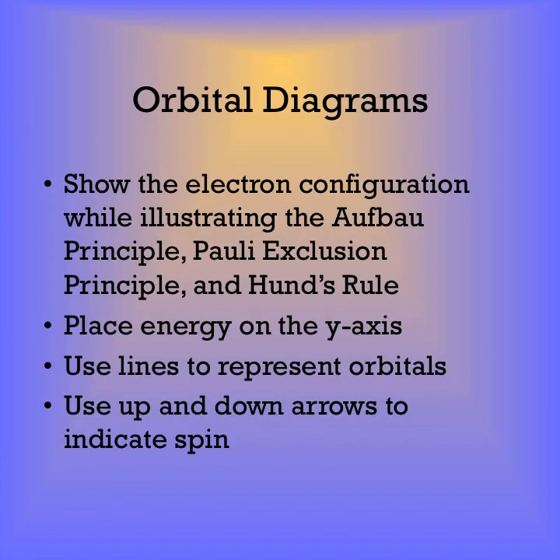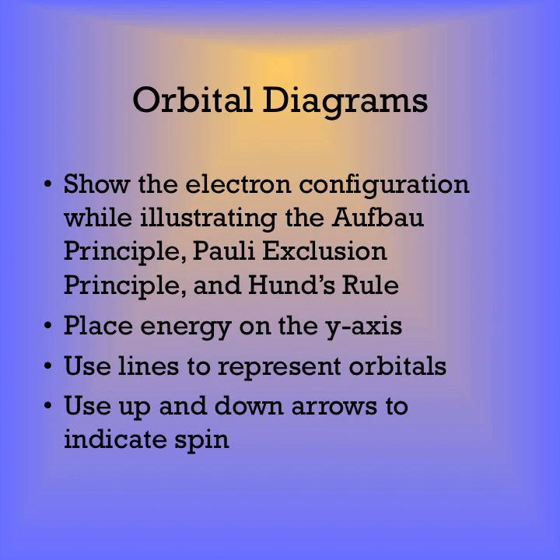Alrighty, the last little bit that I'm showing you is known as an orbital diagram. And when you see an orbital diagram, it does an amazing job of showing you the electron configuration, illustrating the Aufbau principle, the Pauli exclusion principle, and Hund's rule. We end up, again, kind of looking at it as climbing rungs of a ladder. So we will have energy on our y-axis. We're going to climb up a ladder, so we're going to have energy increasing along our y-axis. We're going to have little lines that we use, horizontal lines, going up like rungs of a ladder to represent orbitals. Remember I told you those are like the homes for the electrons.